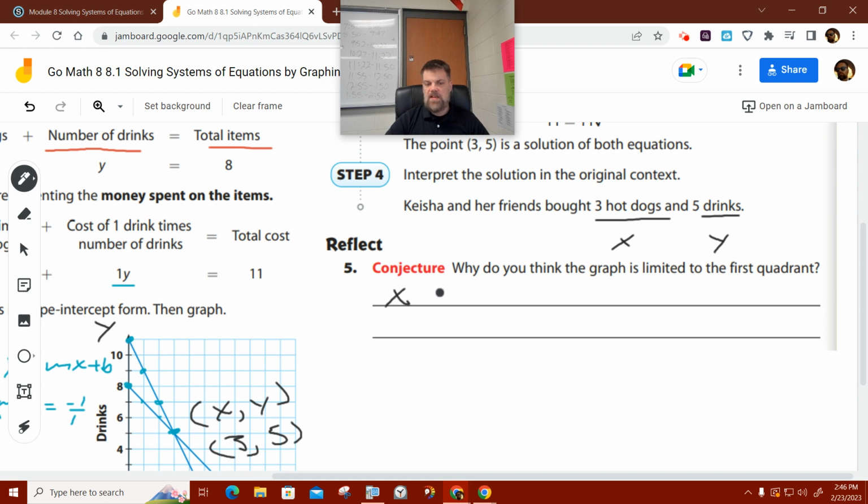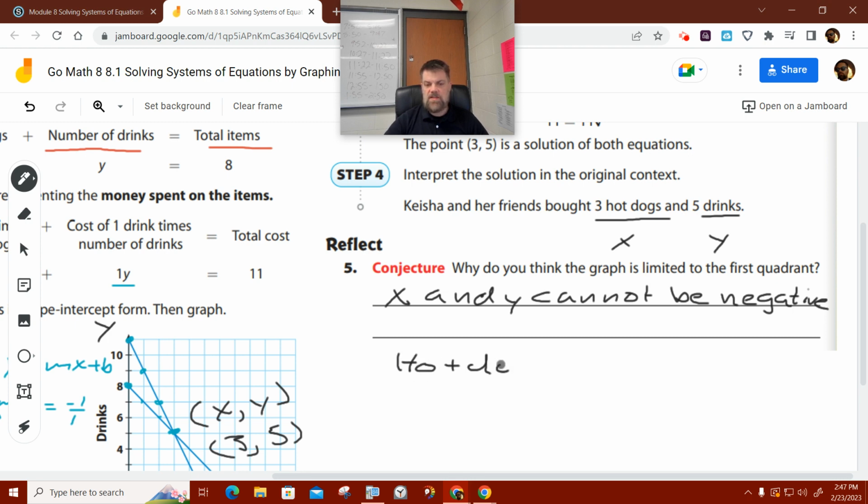X and y cannot be negative. In other words, you can't have negative hot dogs, can you? Hot dogs has to be greater than 0, right?